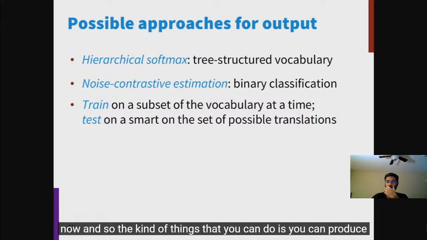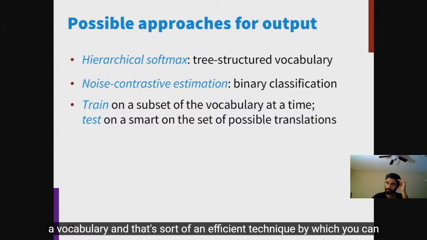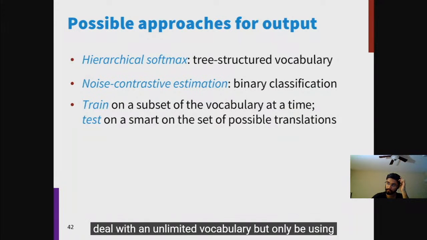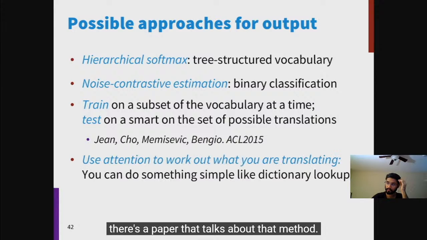And so the kind of thing that you can do is produce subsets of your vocabulary and train on particular subsets of vocabulary at a time. And then when you're testing, you adaptively choose a likely list of words that might appear in the translation of particular sentences or passages, and then you can effectively work with an appropriate subset of the vocabulary. That's an efficient technique by which you can deal with an unlimited vocabulary but only be using a moderate size softmax for any particular paragraph that you're translating. That's a paper that talks about that method.